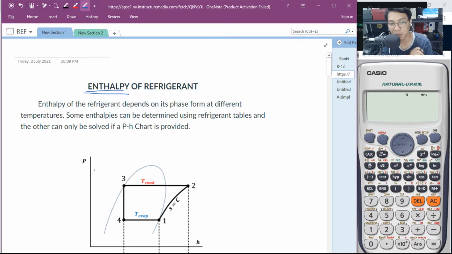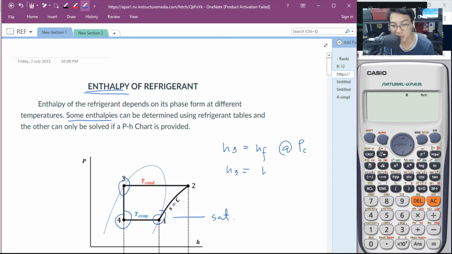Now, the enthalpy of the refrigerant depends on its phase form at different temperatures. Okay? Let us base that on the pH diagram. Some enthalpies can be determined using refrigerant tables. Some enthalpies, not all. Okay, not all. So, these enthalpies, ano lang po ba yung ma-determine natin dito? Itong enthalpy nito. Kasi meron tayong saturated tables. Ito, wet mixture. Kasi, yung H3 mo, is equal to HF of the refrigerant at P condenser. Now, yung H3 mo naman kasi is equal to H4.